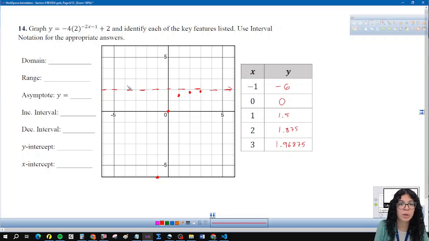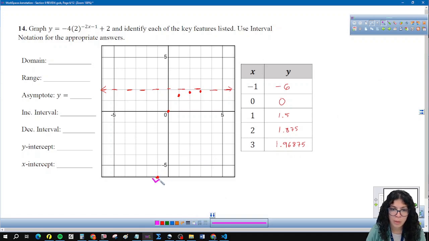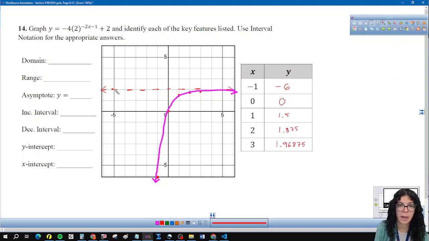I could also have determined that based on the fact that we are shifted up 2 units. If you're shifting up or down, that's where your horizontal asymptote is moving. So the graph, let me pick a darker line here. The graph looks something like this, with that horizontal asymptote, again, at y equals 2.